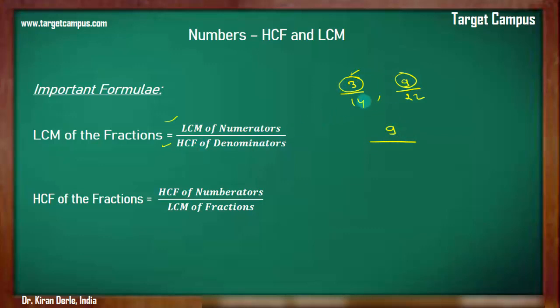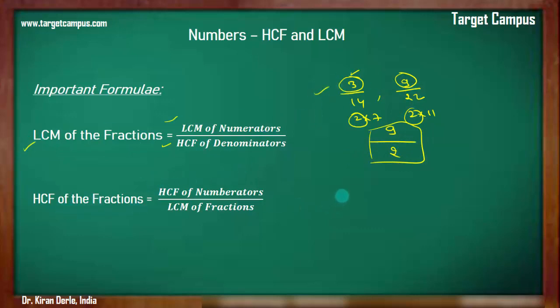HCF of denominators. This is 2 into 7, right? This is 2 into 11. So the only common factor is 2. So the HCF is 2. 9 by 2 is the LCM of these two given fractions, right?